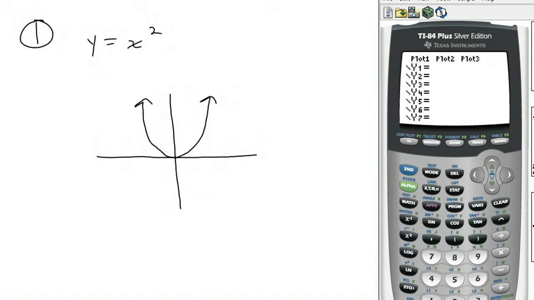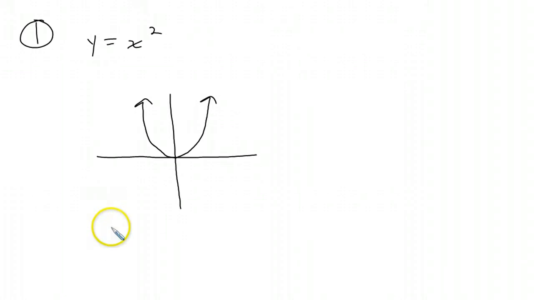Number 1, the graph of the function y equals x squared is given below. So I have y equals x squared, there's my graph. How will the graph be affected if the coefficient of x squared is decreased to 1/4? So instead of having just 1x squared, I'm going to have 1/4 x squared.